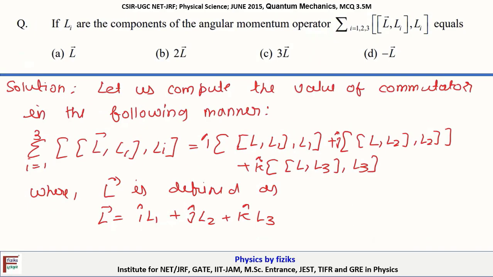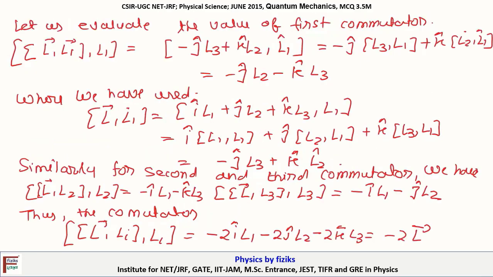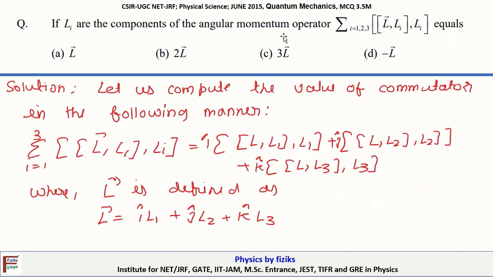So let us check our options. None of the options are matching it. According to me, the option should be minus 2L. So you can mention or remember that there is a mistake in this question, not the question but an option.